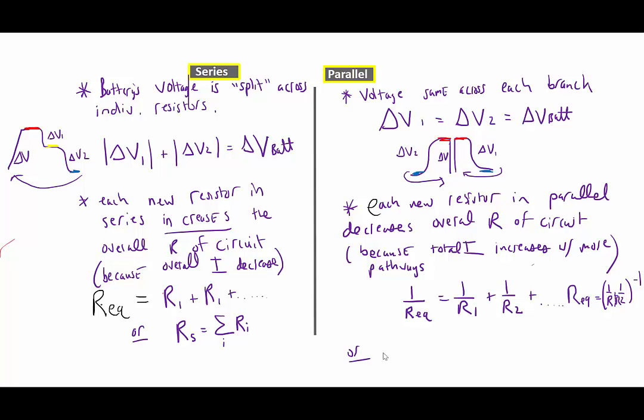When I look at my equation sheet, what I'm going to be looking at is this: 1 over Rp, where p stands for parallel, is equal to the sum of the individual reciprocals of each individual resistor. Okay, so that's what I'm looking at in my equation sheet. So I'm going to do a quick example with this, so you can see it in action.